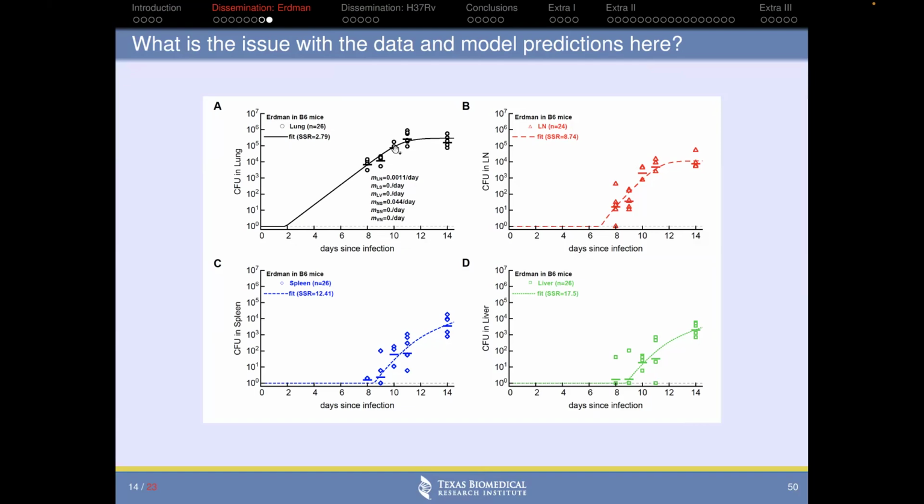So in order for me to fit this rapid increase, I had to assume that I start with very, very low levels of bacteria. And this is kind of weird because probably they started with, I don't know, 10 or 100 bacteria. We don't know what the dose was because it wasn't measured in this experiment. So the problem is we don't have this early dynamics.